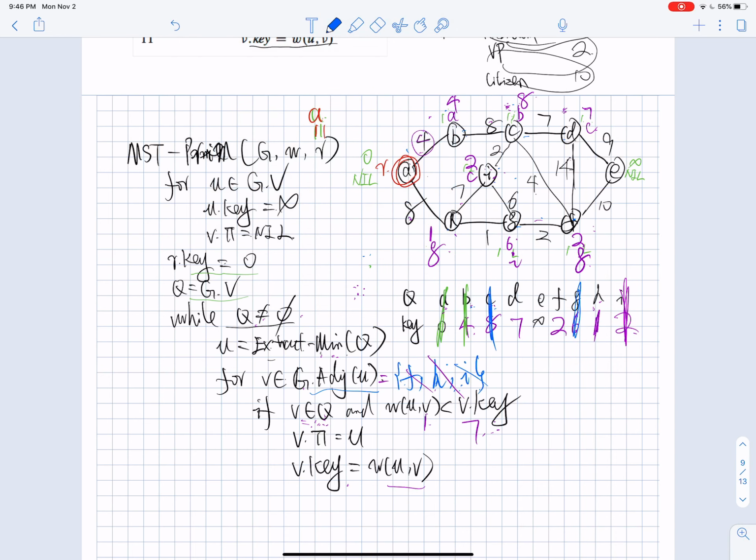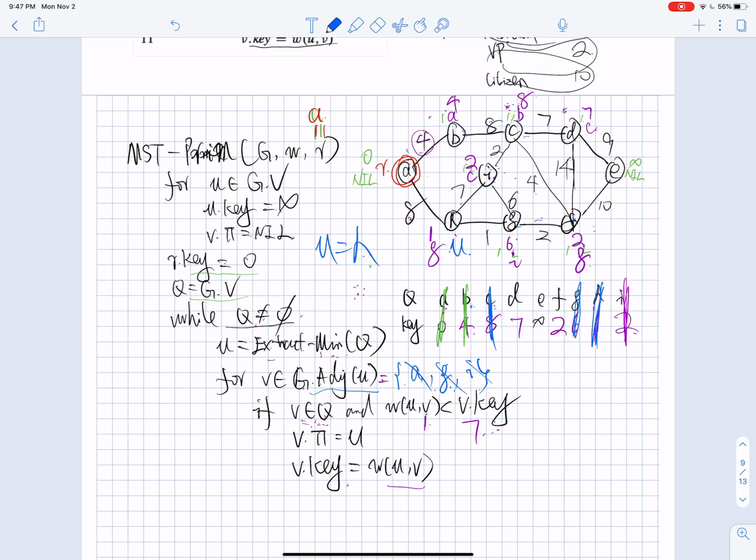So the node to be extracted is going to be H, because H has the smallest key, which is 1. The neighbors of H include A, G, and I. Among them, A is out of the queue, I is out of the queue, and G is also out of the queue. So we are not going to do anything in this for loop.